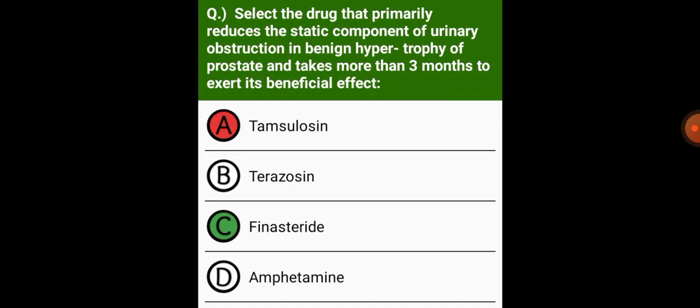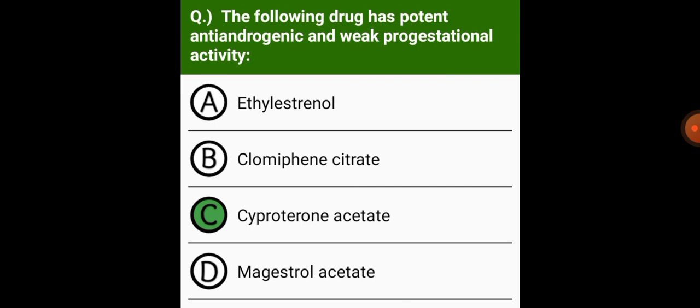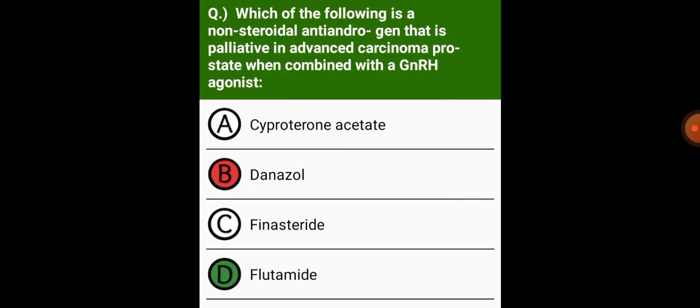Select the drug that primarily reduces the static component of urinary obstruction in benign hypertrophy of prostate and takes more than 3 months to exert its beneficial effect: finasteride. The following drug has potent antiandrogenic and weak progestational activity: cyproterone acetate. Which of the following is a non-steroidal antiandrogen that is palliative in advanced carcinoma prostate when combined with a GnRH agonist? Flutamide.